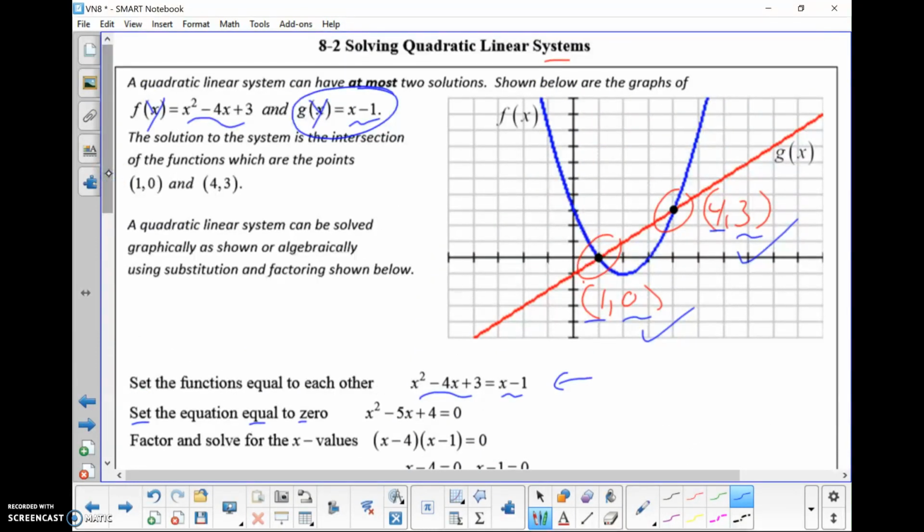One thing you could do also with your graphing calculators, if you do have these both typed into your y equals for your graphing calculator, you can look at their tables. And what you'll see in the tables is next to the x value of 1, they're both going to have y values of 0. And next to an x value of 4, they're both going to have y values of 3, meaning they're at the same spot at the same time, so that must be where they cross.